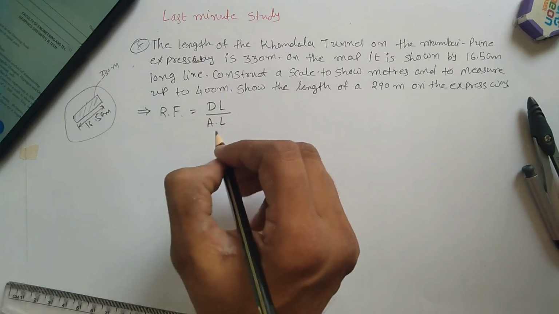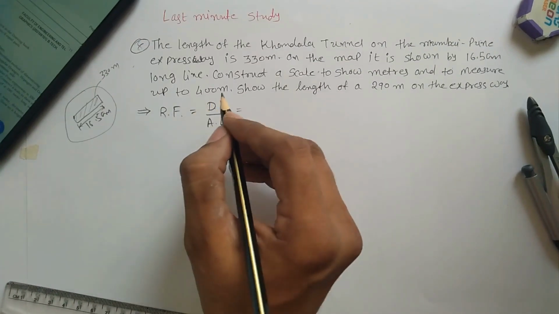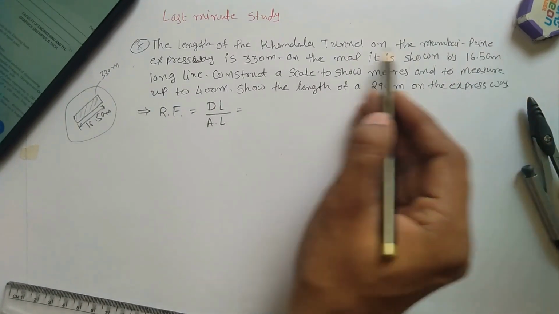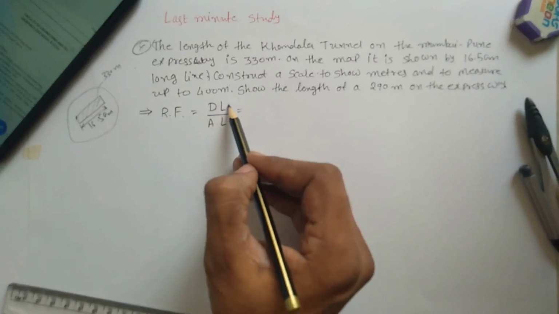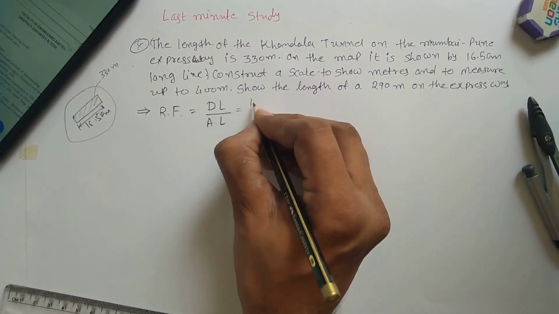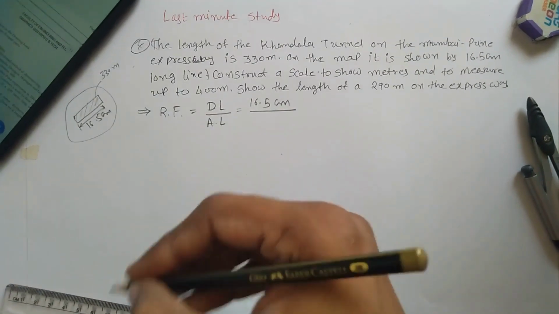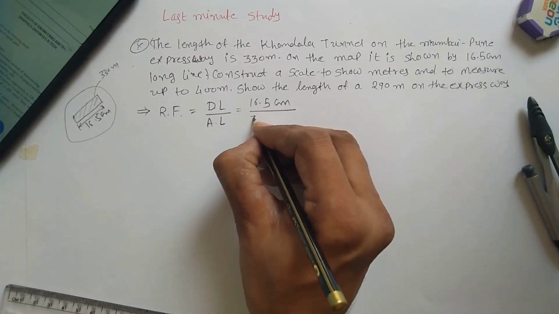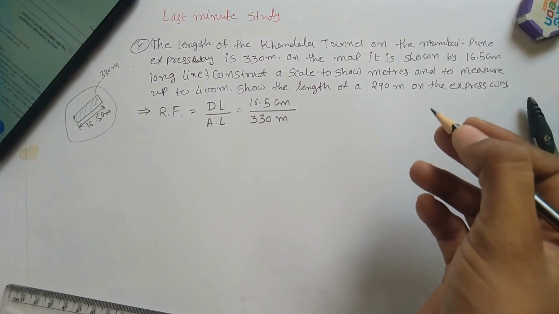So first of all you have to calculate RF, but in most of the cases RF is given to you. If it is not given to you, you have to find out this data from your problem, and find out the drawing length and actual length by using that. So drawing length is 16.5 centimeter. You have to write it down with units also, and actual length is 330 meter.